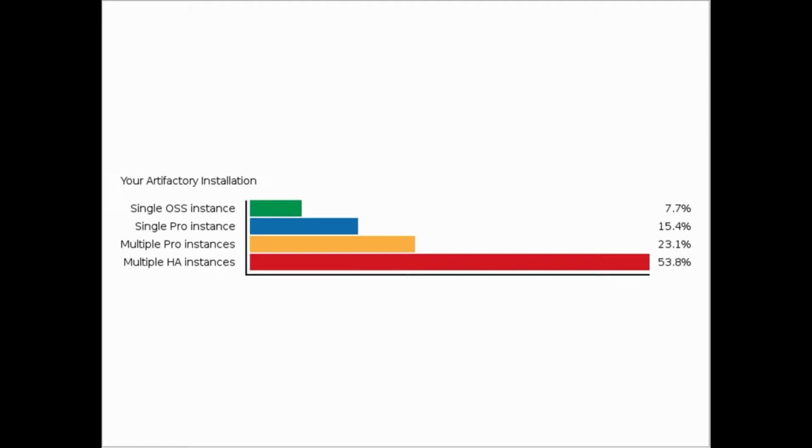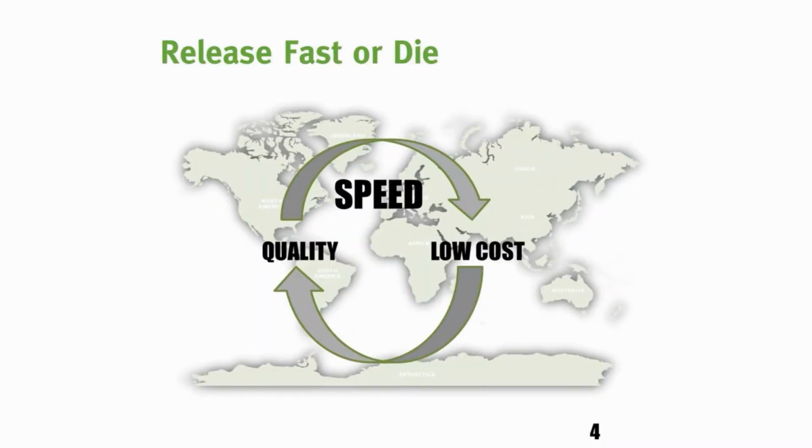Alright, so I think I got the picture, and I believe you can see the answers as well. Most of you run multiple HA instances. Some of you run multiple Pro instances, and some people run single instances of Pro and open source. I will talk about the usage of any of them a little bit later, and how each one of you can benefit, based on your setup, from Mission Control, of course. But first, let's talk a little bit about what we are trying to achieve and how we are doing that.